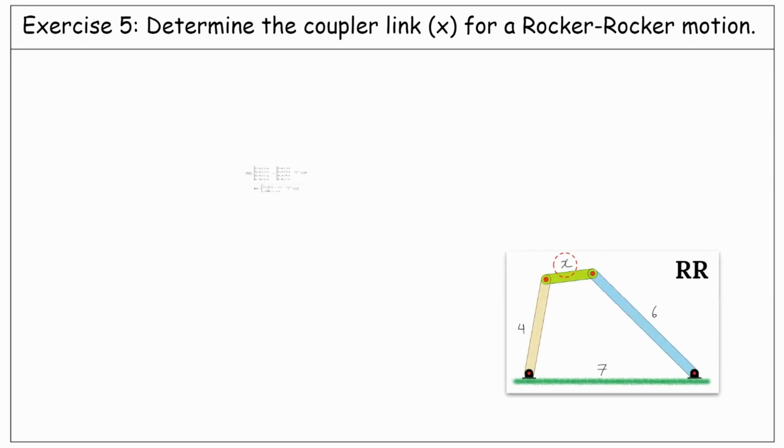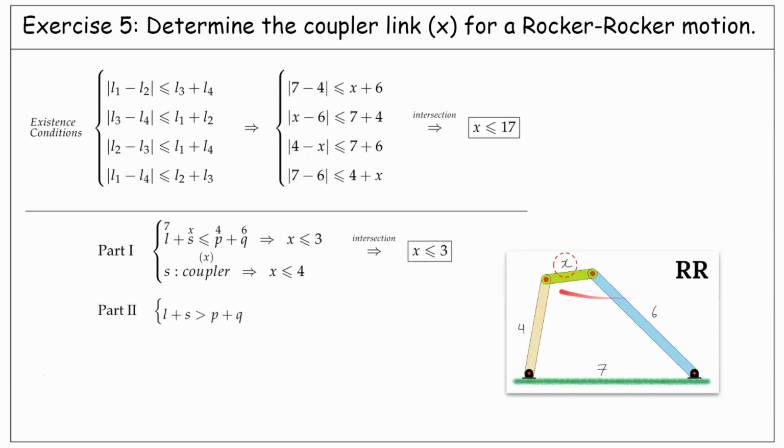In the next exercise, we need the coupler link for a rocker-rocker motion. As usual, we check for the existence, which says the coupler cannot be more than 17 unit lengths. For a rocker-rocker motion, we know that there are 2 situations to provide it, and we need to take a union of the results from the 2 parts.